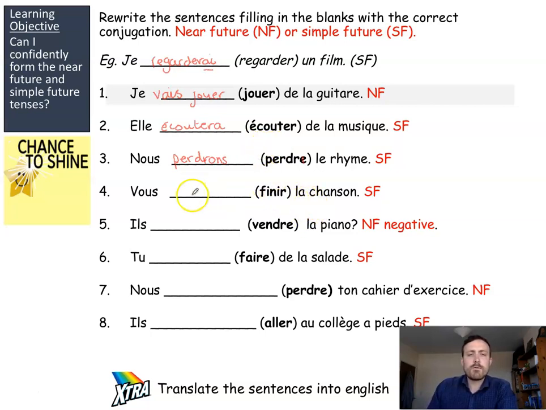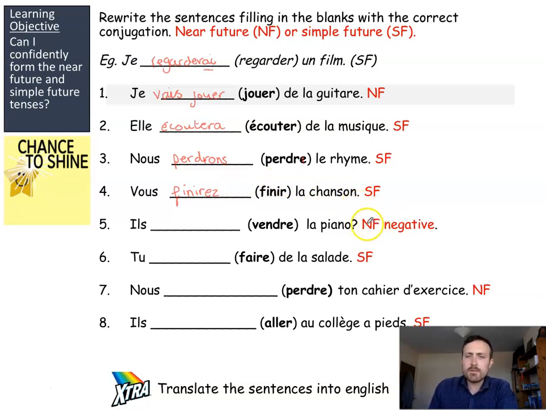Numéro 4, vous something finir la chanson. Simple future again. The verb is IR, a normal regular verb. So we put in our whole infinitive, but it's not quite done. We have to put in our ending. The ending for this one is EZ. So finirez. Vous finirez la chanson. You will finish the song.